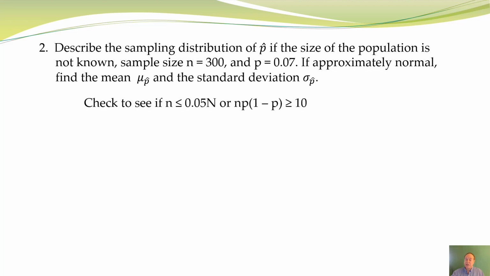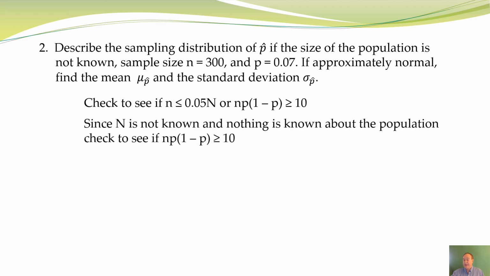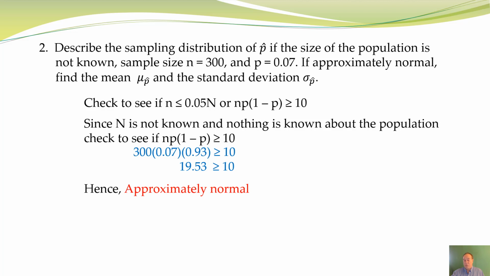So looking at this, we want to check to see if the sample size is less than or equal to 5% of the population size, or if n times P times 1 minus P is greater than or equal to 10. So, since capital N is not known, and nothing is known about the population, we're going to check to see if n times P times 1 minus P is greater than or equal to 10. So we substitute numbers in. So you have 300 times 0.07 times 1 minus P is 0.93. Multiply that out, you get 19.53, which is greater than or equal to 10. So this is approximately normal.